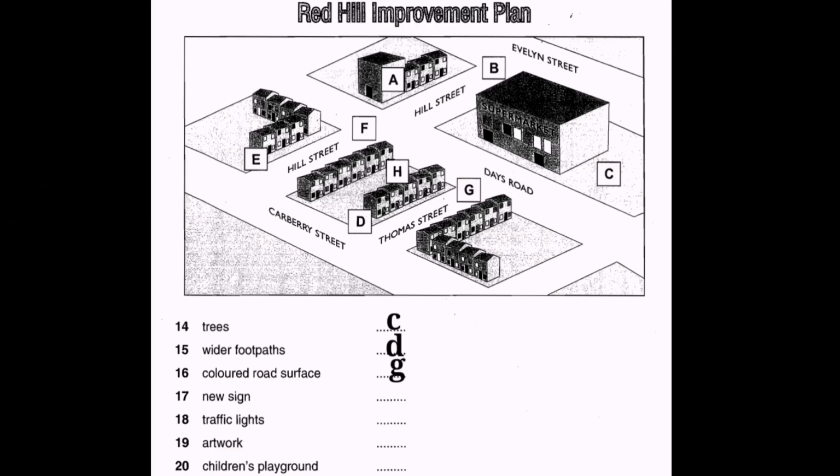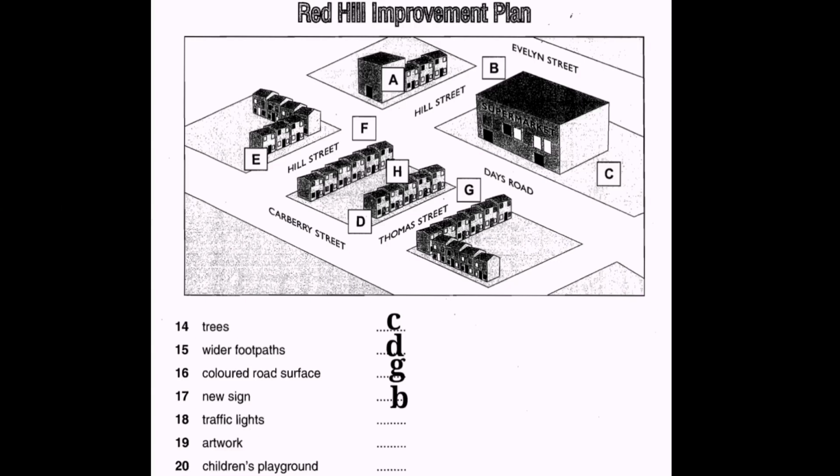So in the audio, we have listened that one way to keep pedestrians safe is to increase the signs at the intersections. A Keep Clear sign will be erected at the junction of Evelyn Street and Hill Street to enable the traffic to exit at all times. So we can say that the junction of Evelyn Street and Hill Street is option B. So B is the new sign. So we can write B in front of question number 17.